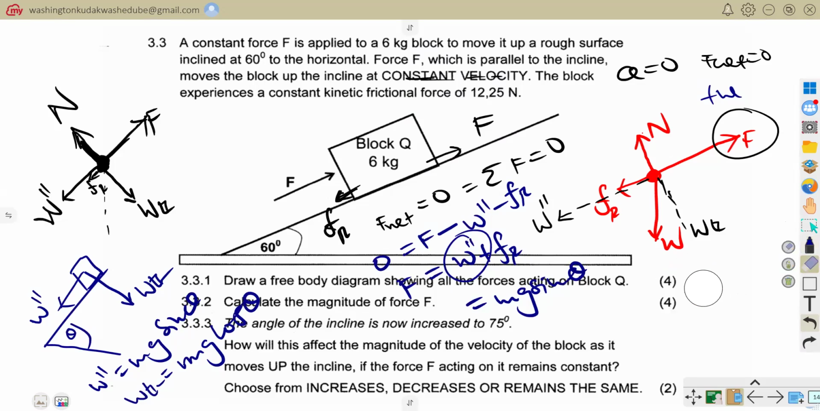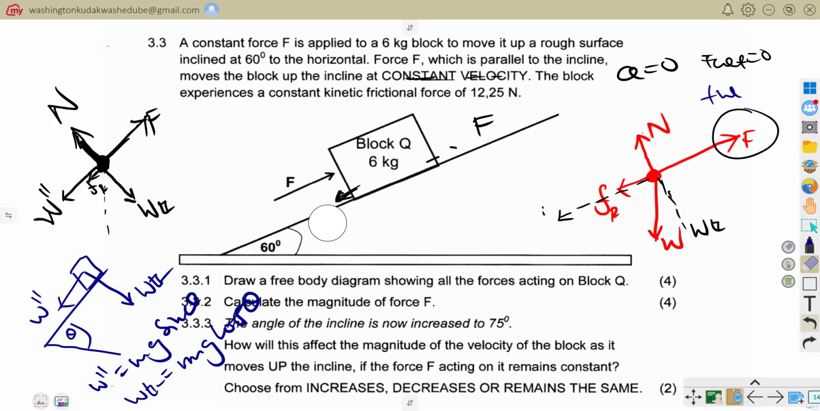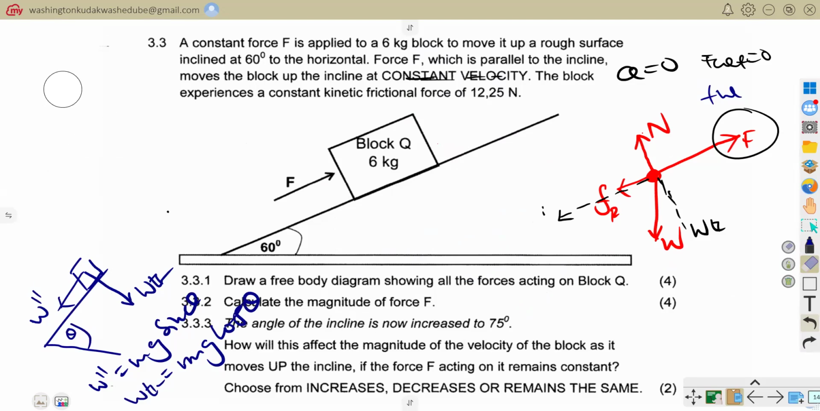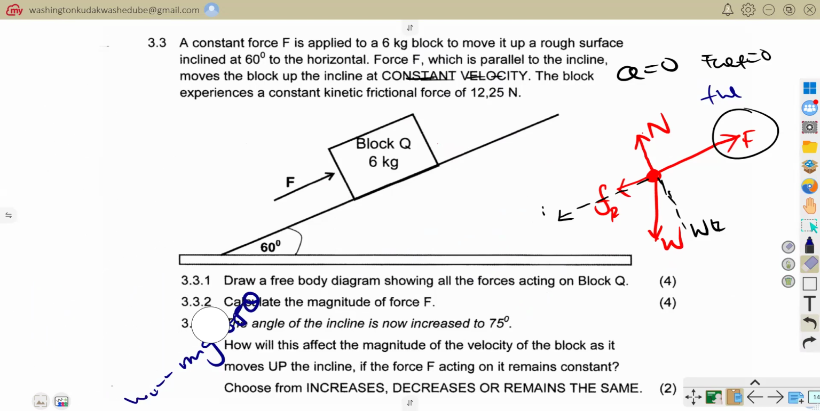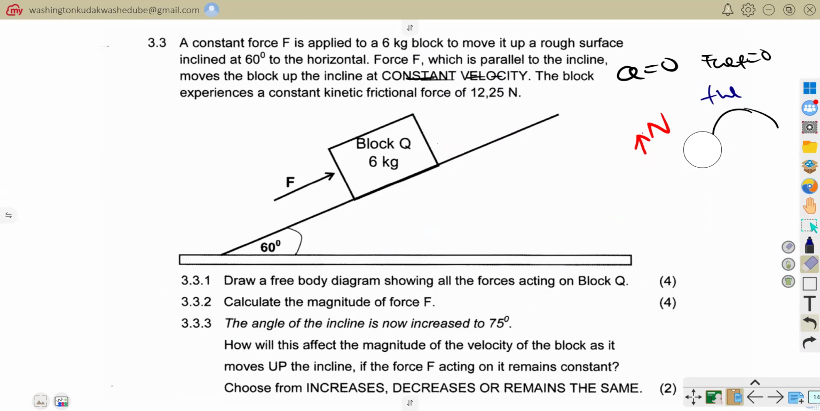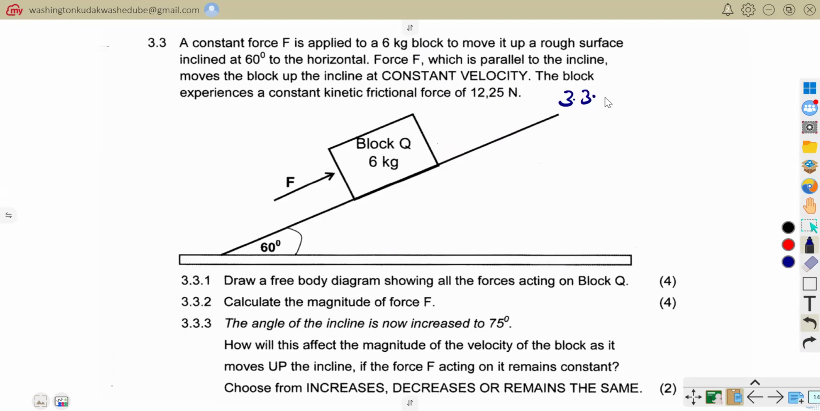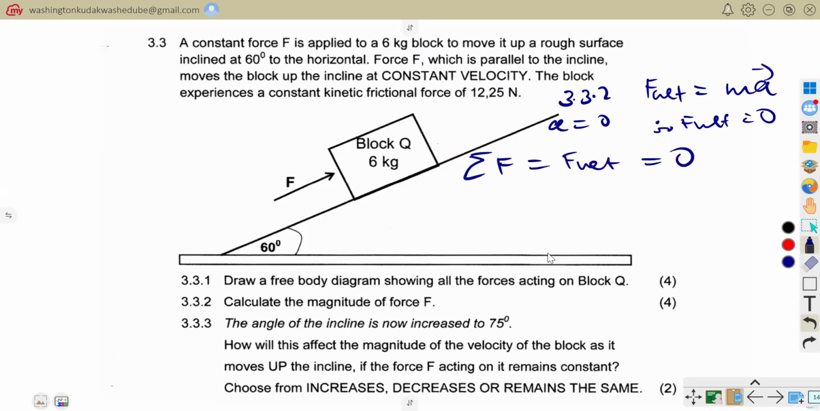Since I have demonstrated what we need to do here, let me find where we have enough space to determine the magnitude of our applied force. I will take this space and say 3.3.2. Then I will say F net is equal to ma. Given that I know that my acceleration is equal to 0, therefore my F net is equal to 0. So I know that the vector sum of forces is equal to my F net, which is equal to 0.